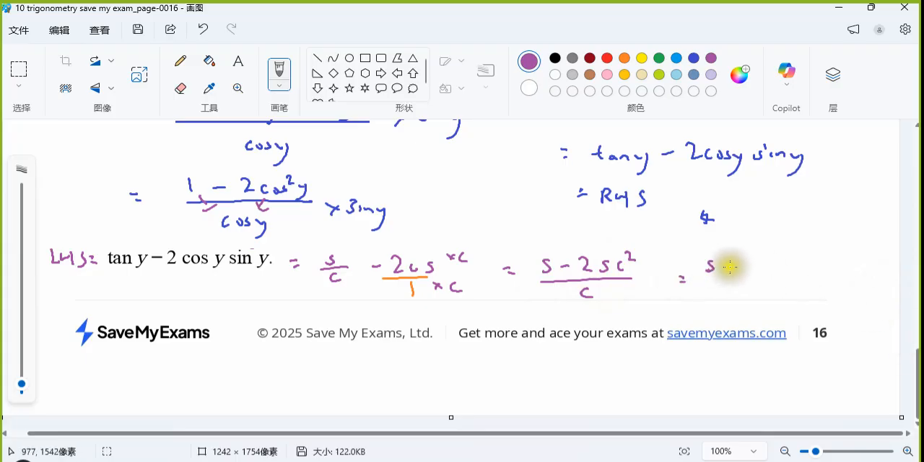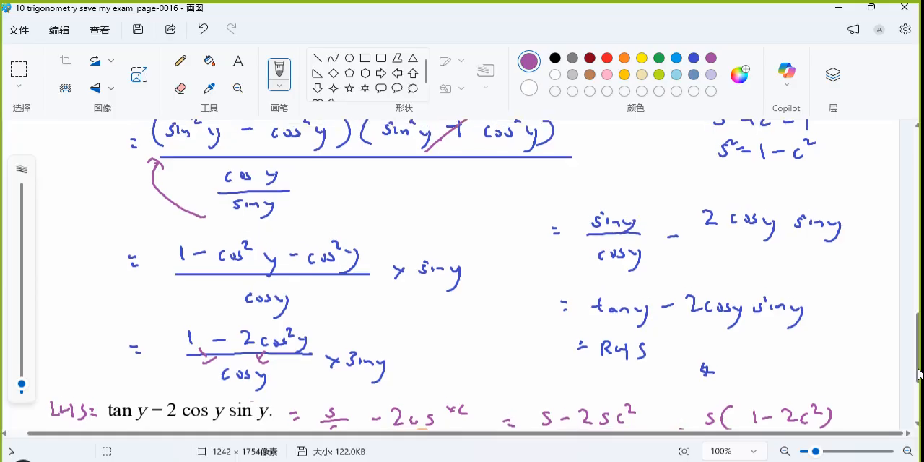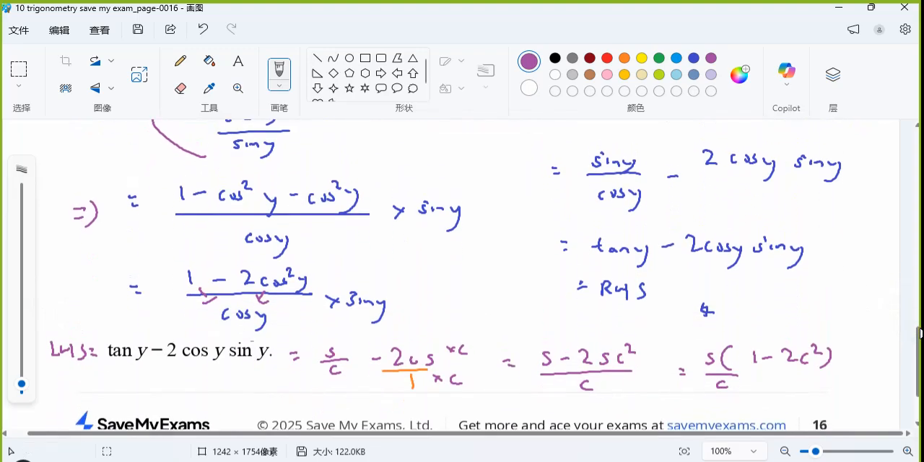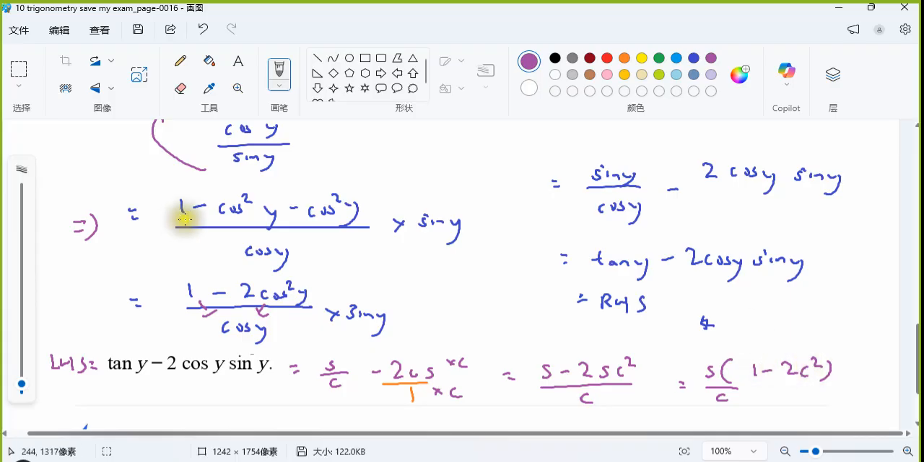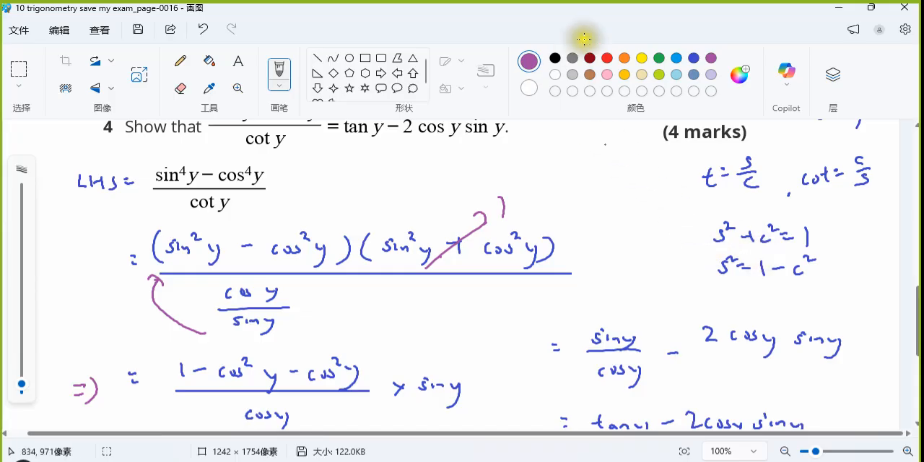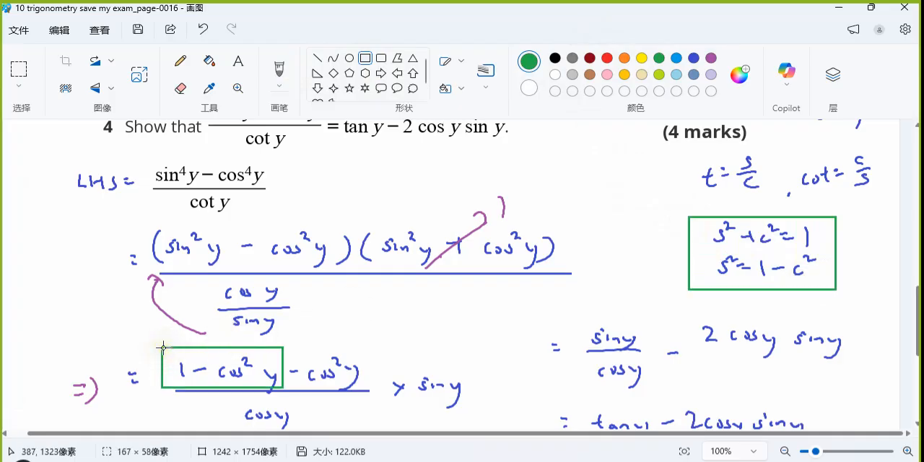Okay, then we factorize the sine, 1 minus 2 cos square over cos. And you will get something like here. Then continue something here. Yes. Then 1 minus 2 cos square. So 1 minus 2 cos square. The 1 minus 2 cos square here, that means we don't have a sine square here. So that's why we use sine square equal to 1 minus cos square to substitute this part. Okay.